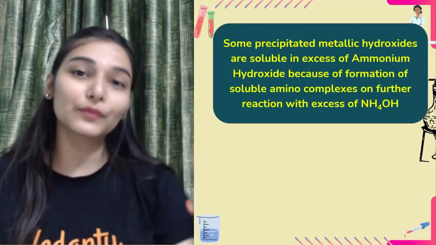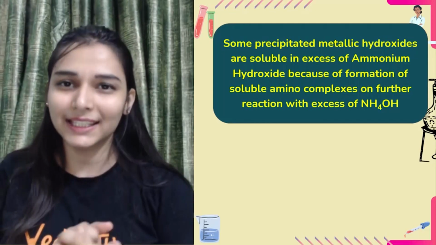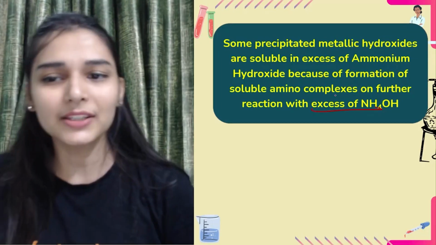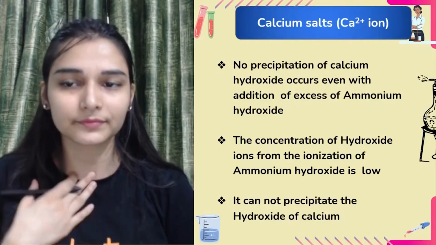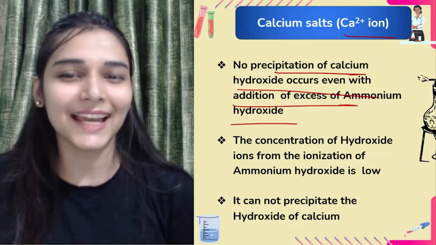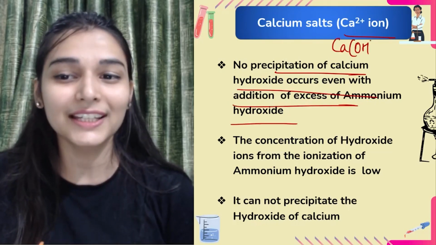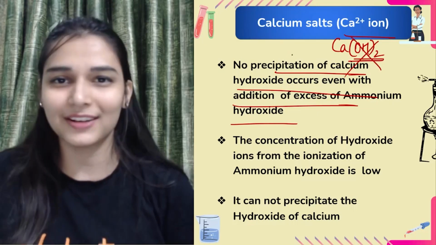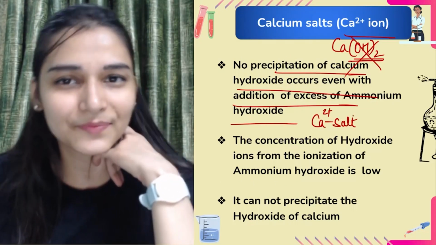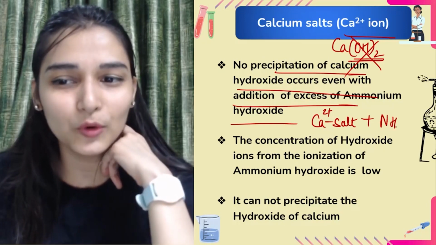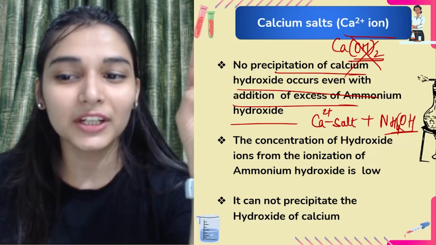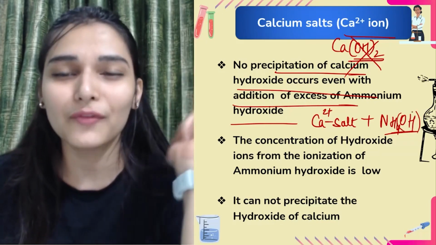Getting the point? Because sodium hydroxide was completely ionized, but this is partially ionized. So otherwise the whole thing will remain the same. Calcium ion: no precipitate of calcium hydroxide occurs even with addition of excess ammonium hydroxide. Let's say you have taken any calcium salt and you are treating it with ammonium hydroxide. Ammonium hydroxide, being a weak base, produces a very low concentration of OH ions.